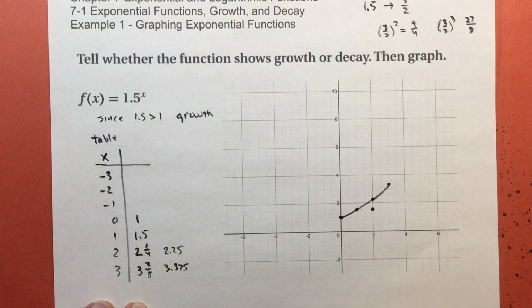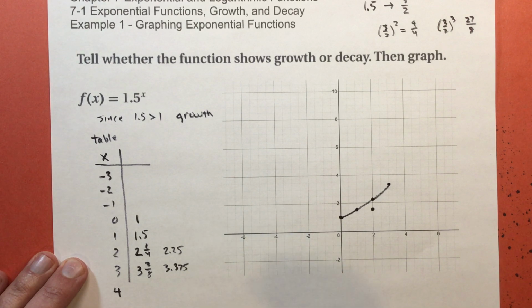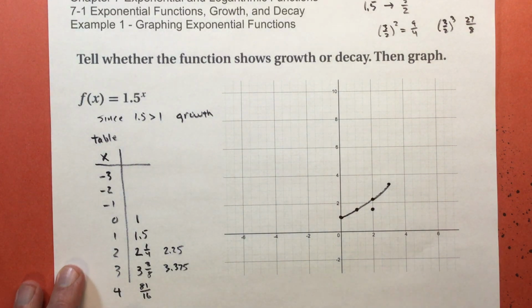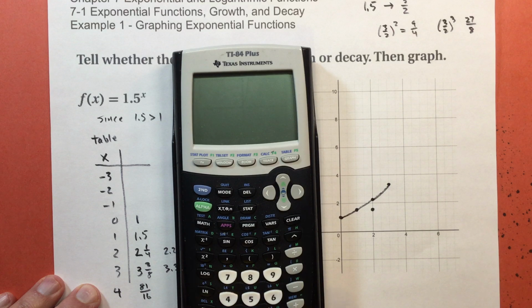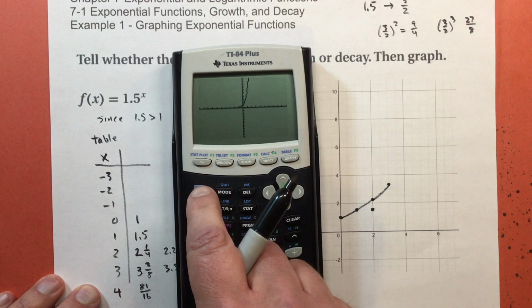So I can keep this up. I can now try 4. That's going to be 3 times 3 times 3 times 3, which is 81 over 16. And yeah, you can kind of figure out, eventually you're probably going to need to use one of these. Okay? And you can do it in different ways. That was where I was last time.